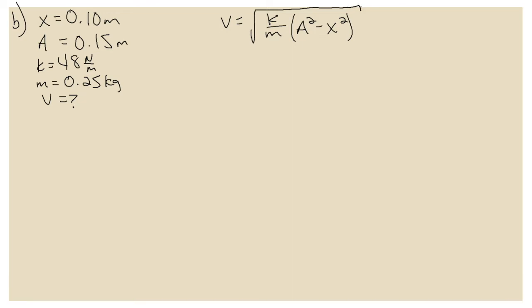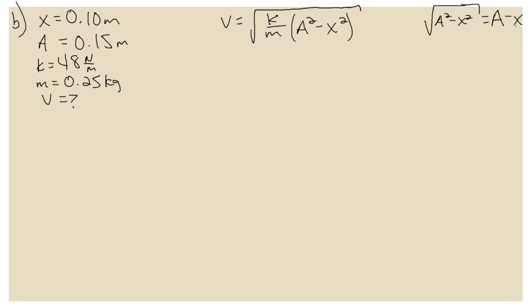An important thing to mention about this is that a lot of people generally think that the square root of a squared minus x squared is equal to a minus x, and that is not true. Pick a number for a. Pick a number for x. It's not true. Let's take a is 5 and x is 4.